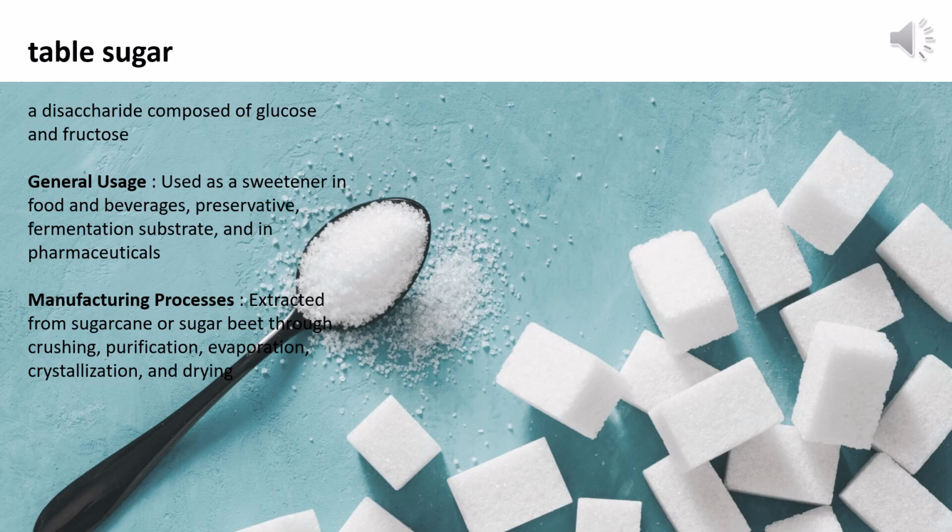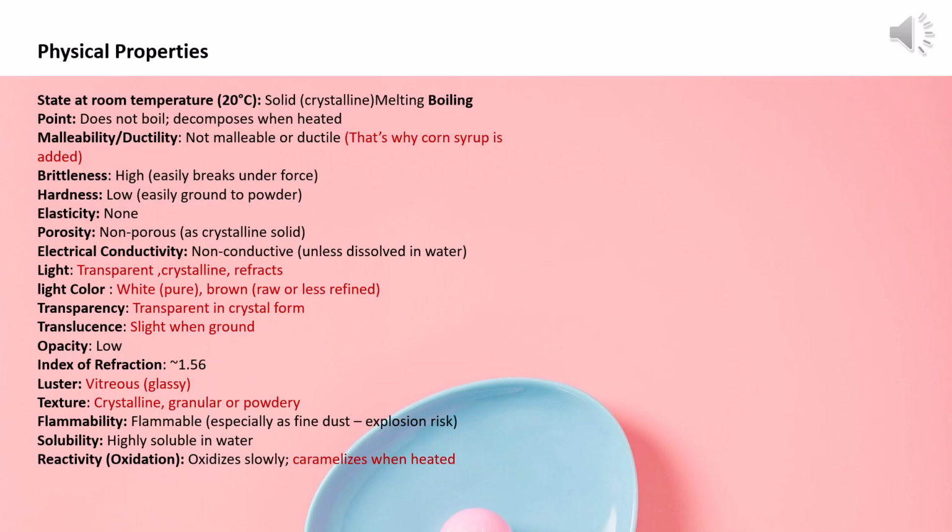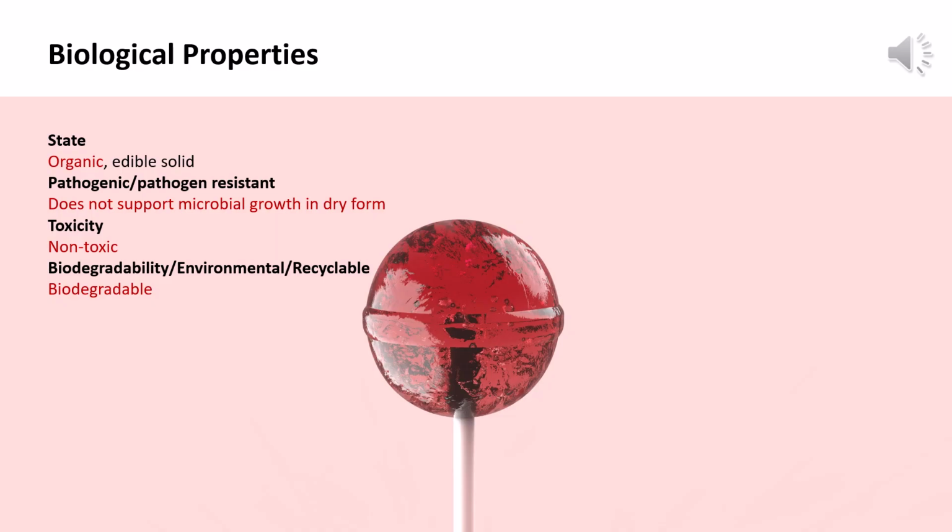My first chosen material is table sugar. I was drawn to this material because of its transparency, crystalline qualities, and the way it interacts with light. Additionally, it is biodegradable and environmentally friendly.